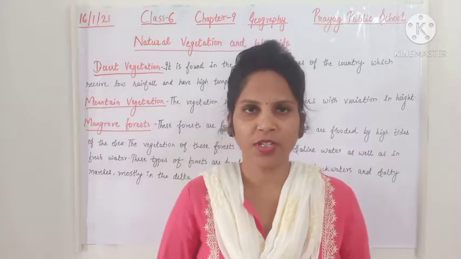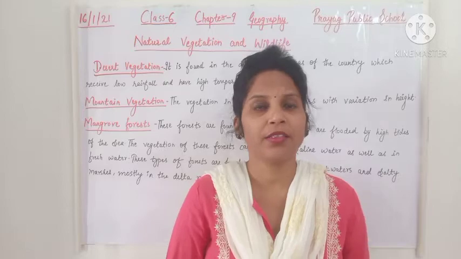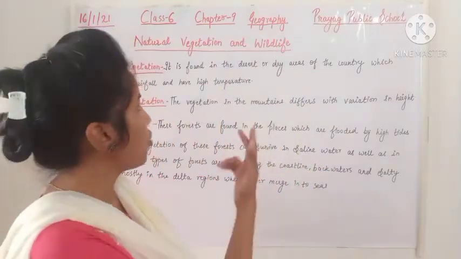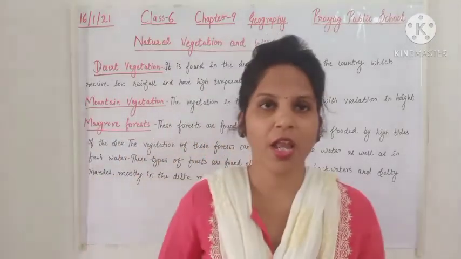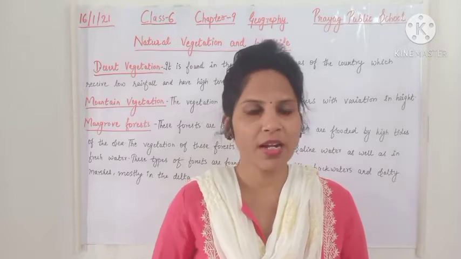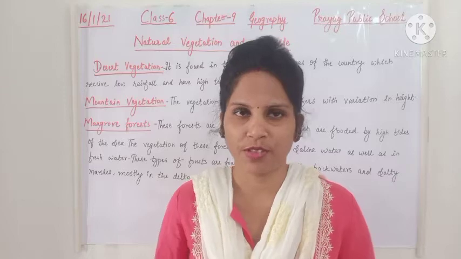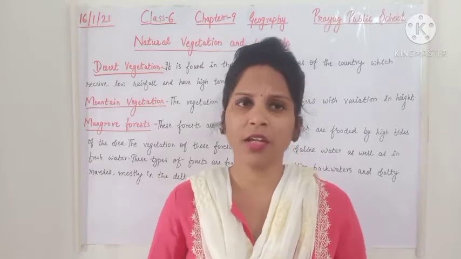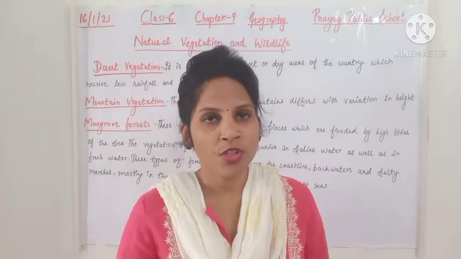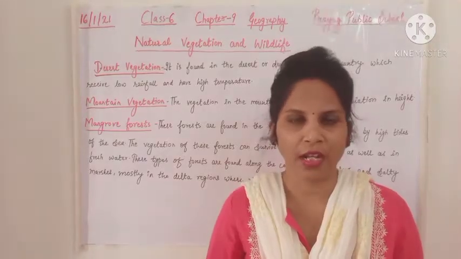Children, in my previous video I had started the term 1 syllabus and the first chapter of term is chapter number 9 of geography, that is natural vegetation and wildlife. You know that your syllabus is divided into 3 parts, that is pen paper test, subject enrichment and activity chapters. So I have started with our pen paper test and the first chapter of this portion is chapter number 9 of geography, that is natural vegetation and wildlife.